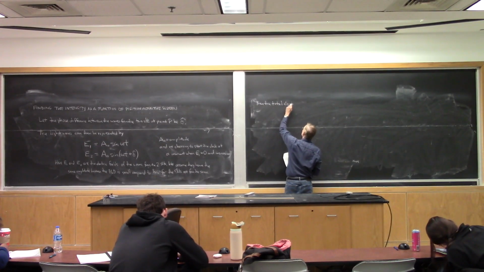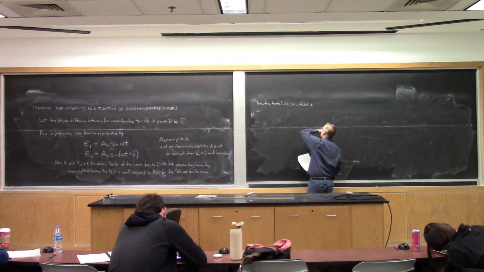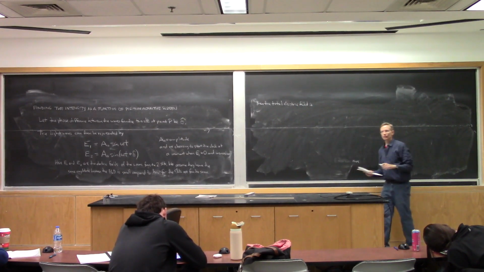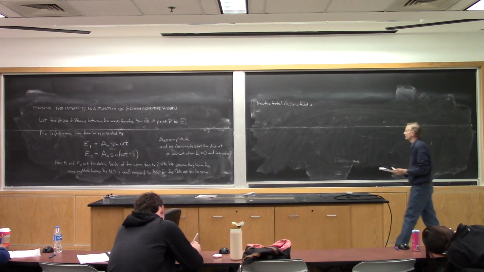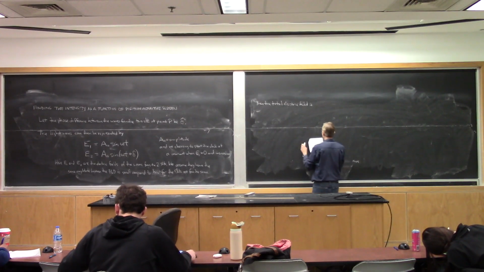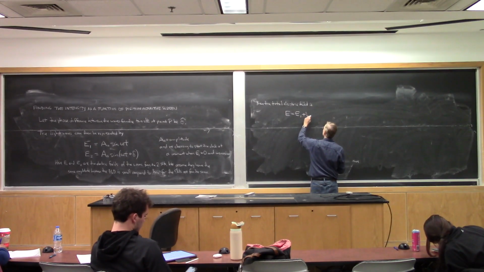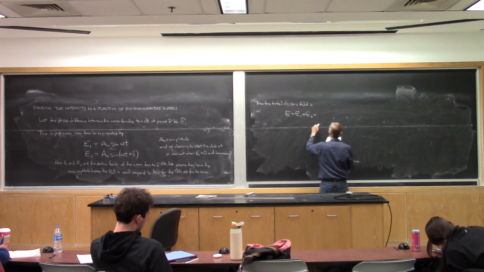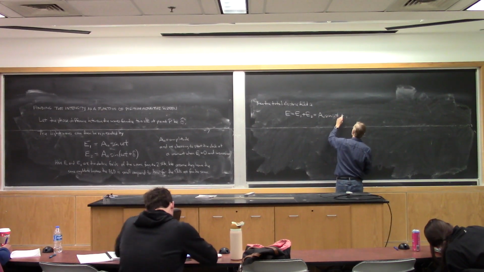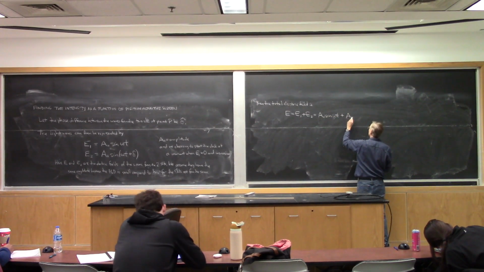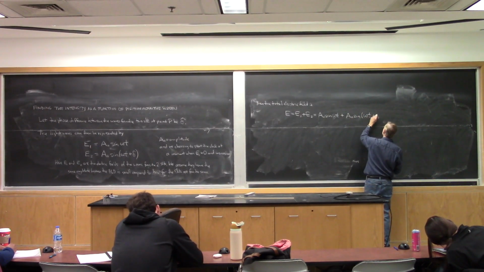Then the total electric field is, well, electromagnetic waves obey this principle of superposition, that you get to just add them together at every location. So it's going to be E equals E1 plus E2 equals A naught sine omega t plus A naught sine of omega t plus delta.